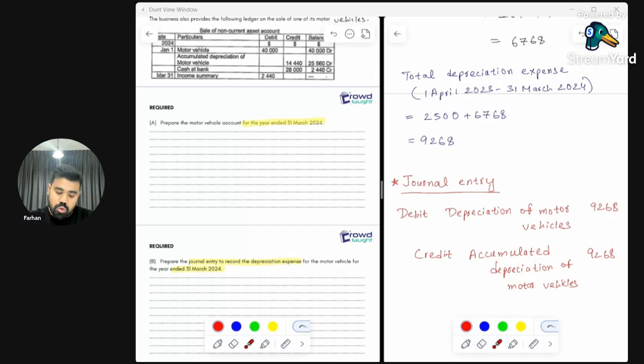So that's the whole journal entry for the second part of the question, which is to debit the depreciation expense account and to credit the accumulated depreciation account.